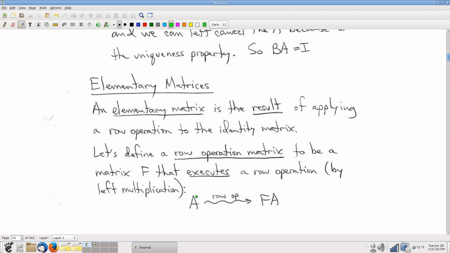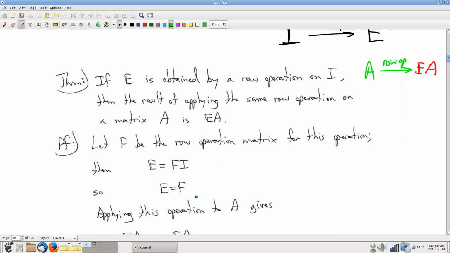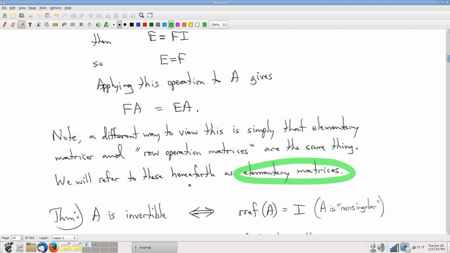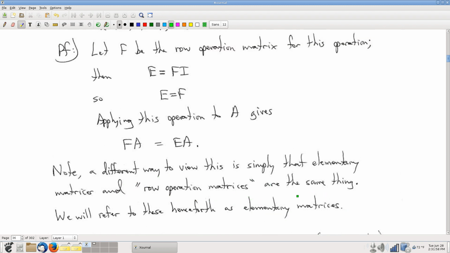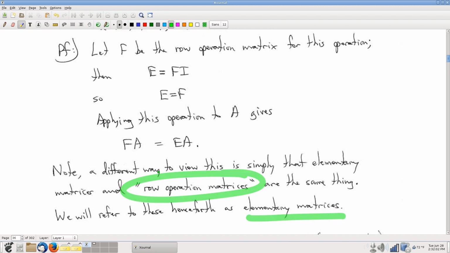So, okay. All right, so going forward, we will use the term elementary matrices. If we're going to be proving things about elementary matrices and proving how elementary matrices multiply, in those situations, we might have need to use row operation matrices.